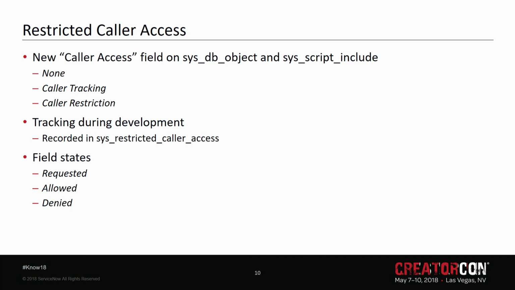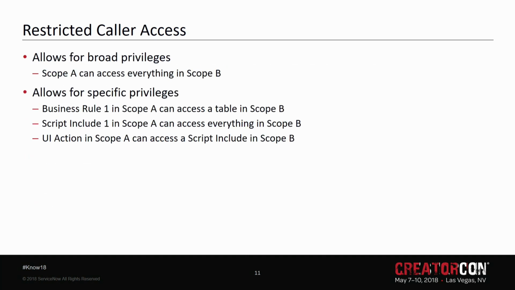And all these records are saved in the sys restricted caller access table, again with similar field states of requested, allowed, and denied. One of the things that restricted caller access gives you is there's multiple types of privilege records which you can put in there. So you can put in a record which allows for broad privileges, saying application A can access anything that's caller restricted in application B. You fully trust application A, and so you can say, yep, it can access anything in application B.